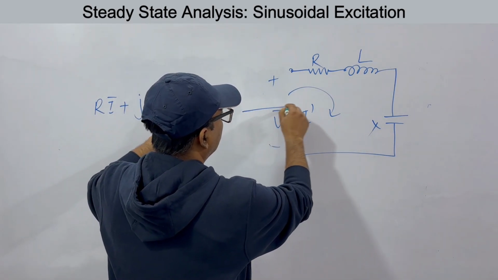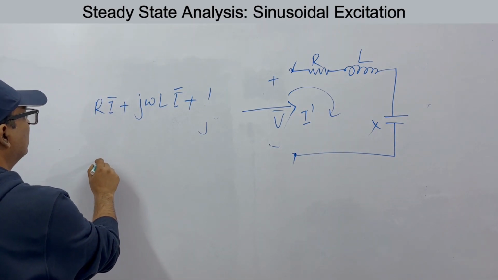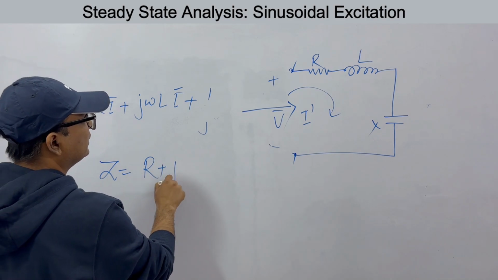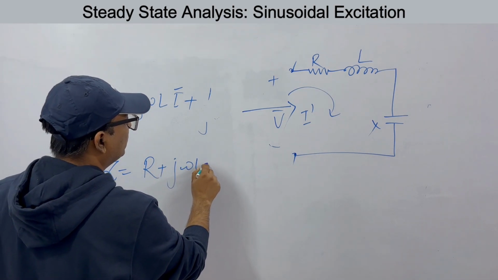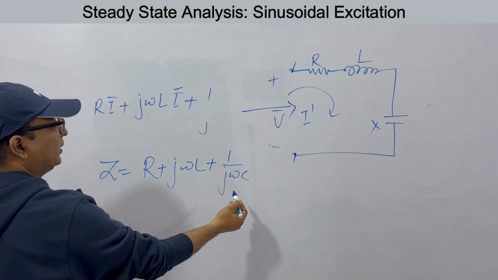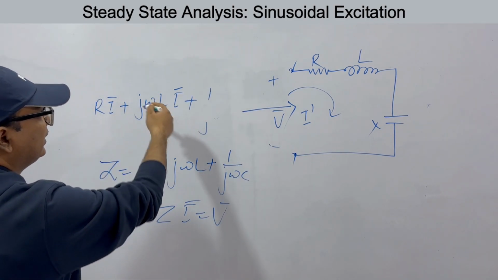And if you want to see what is the impedance, if you look from this point, what is the impedance across this terminal? So let's say the impedance is Z. So it is R plus j omega L plus 1 by j omega C. When multiplied by I, that is Z I is equal to V. This is what we did here.